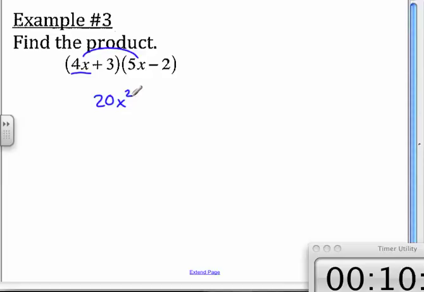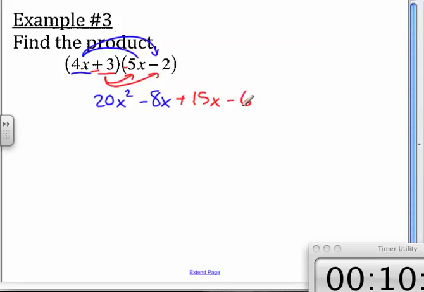Okay, 4x times minus 2 gives me negative 8x. The more we do this, the more comfortable you get. You just do it right off the top of your head. Number times number, variable times variable. All right, let me go to the second term. 3 times 5x is positive 15x because they're both positives. And then 3 times negative 2 gives me negative 6.